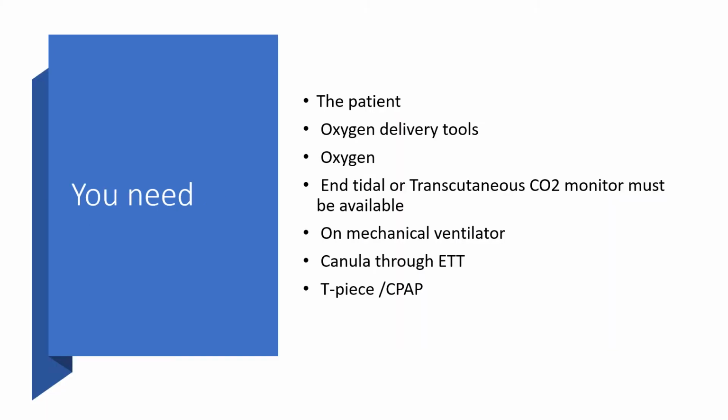We need certain things when it comes to this test. The patient, needless to say, of course. Oxygen delivery tubes and oxygen. And a tidal or transcutaneous CO2 monitor must be available. And of course, the patient is already on a mechanical ventilator. There should be a cannula that will go through the endotracheal tube. T-piece or CPAP, they are available.